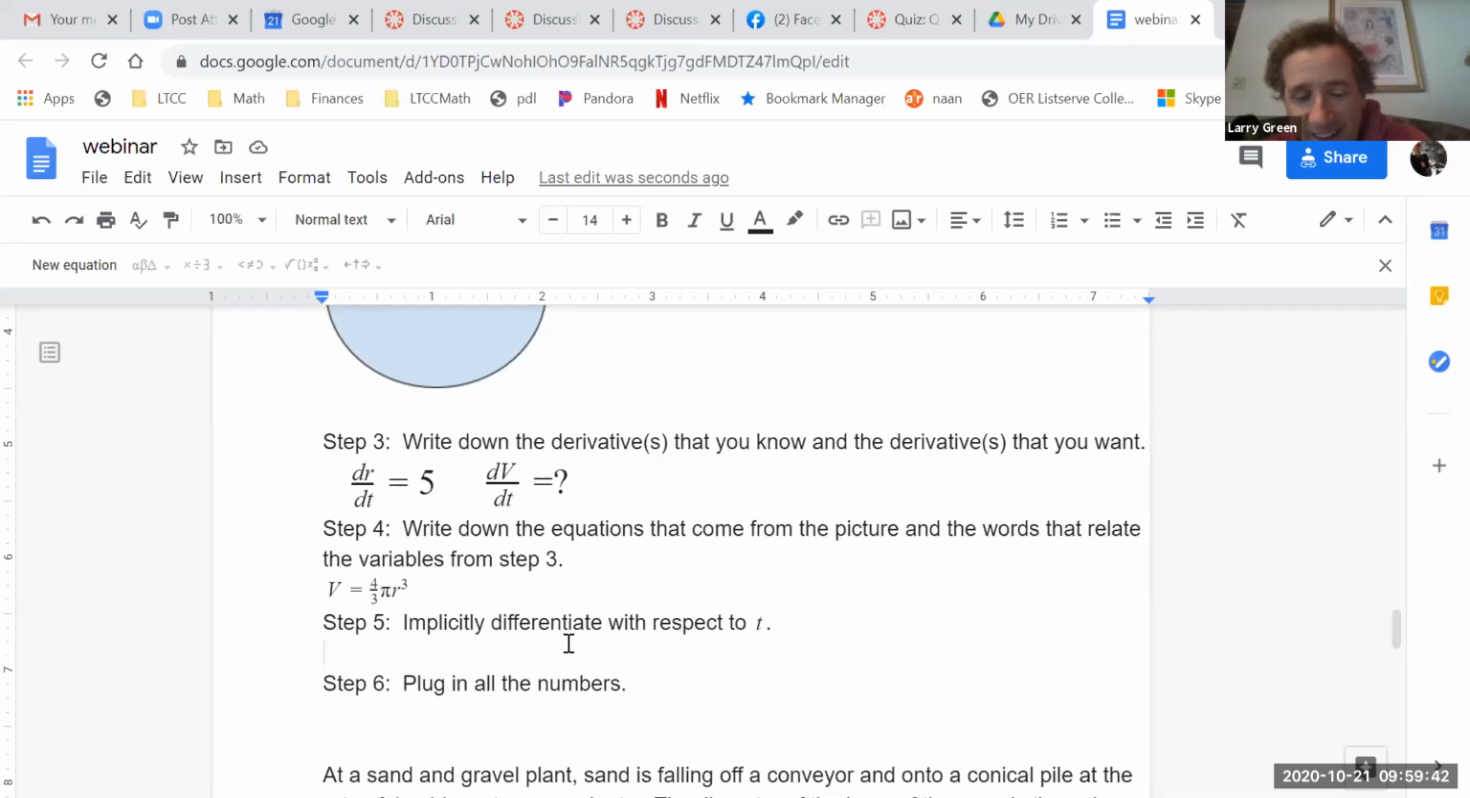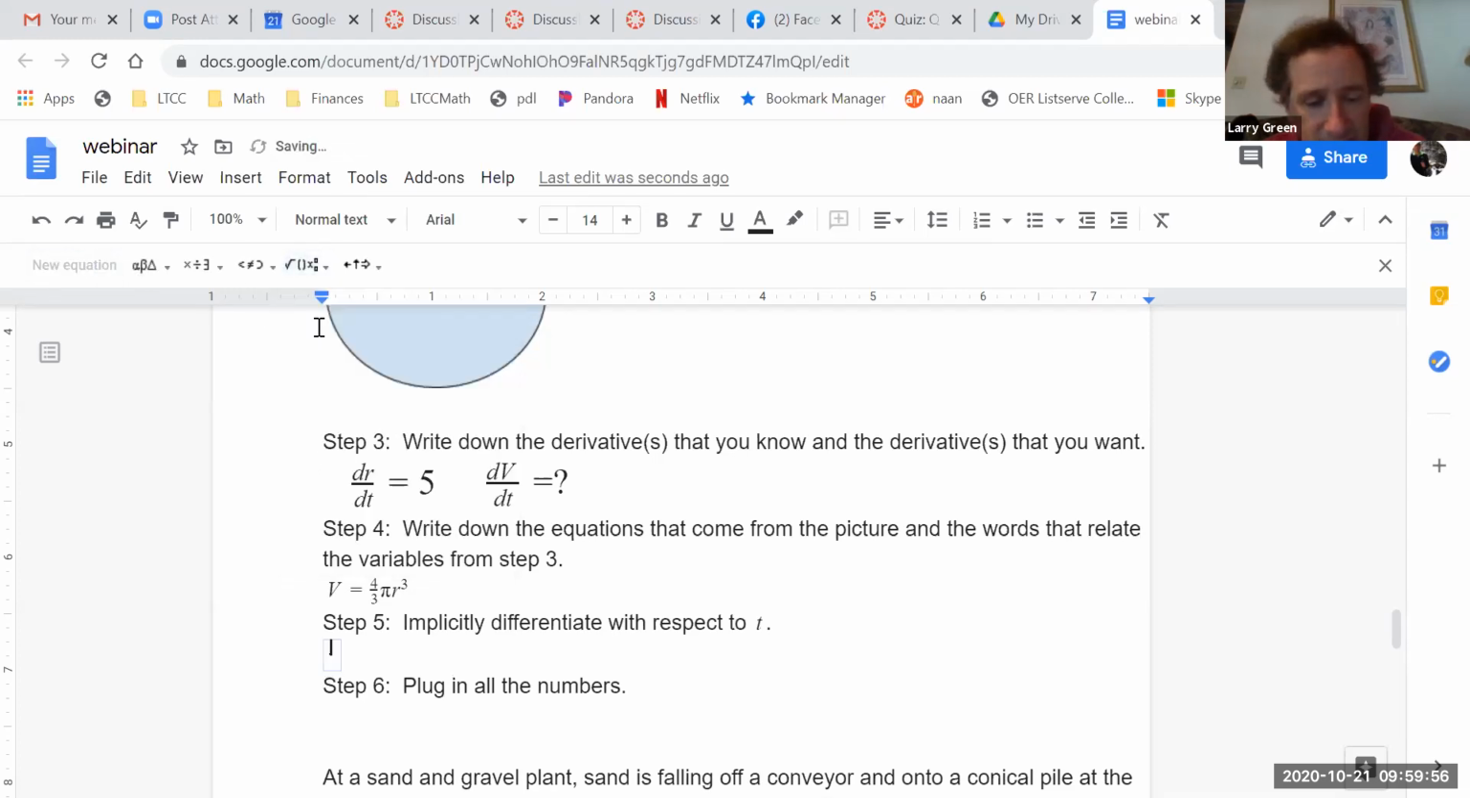Okay, so step 5. Implicitly differentiate with respect to t. So with v, the derivative of v with respect to t is just dv dt. There's nothing much to do there. And whenever you have all kinds of different letters, use Leibniz notation. Do not use Newton's notation. Don't use primes because primes are confusing. You've got to have letters in there.